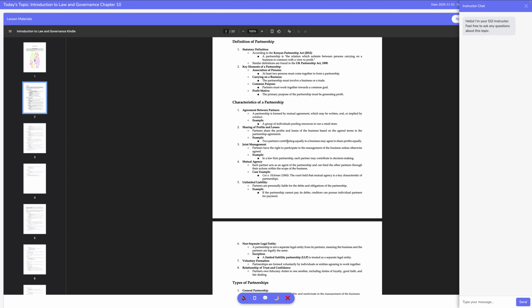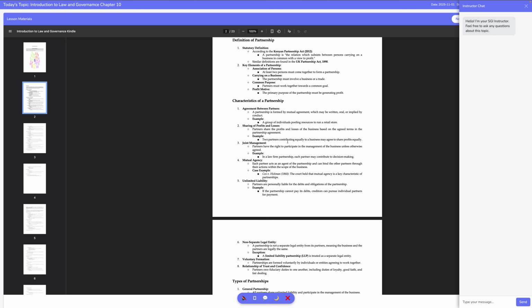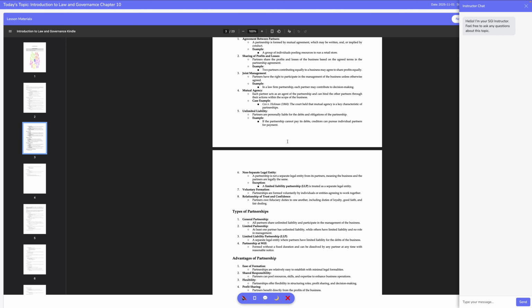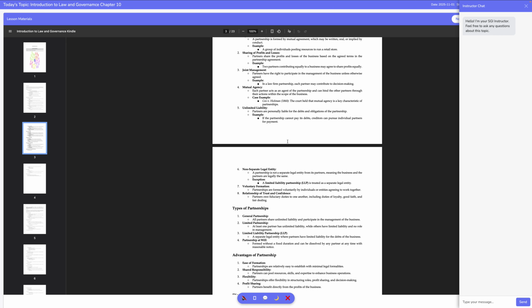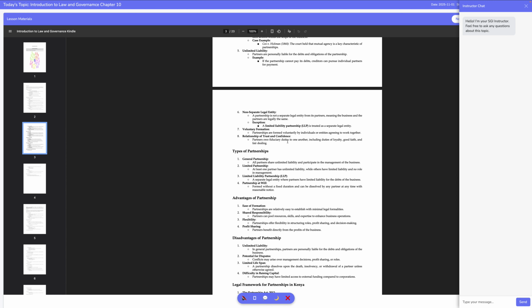The legal identity of a partnership is another area worth noting. Traditionally, a partnership is not considered a separate legal entity from its partners. The business and the partners are legally the same, meaning that legal actions against the partnership are effectively actions against the individual partners. However, there is an exception in the case of limited liability partnerships, LLPs, which are treated as separate legal entities. This distinction has significant implications for liability, taxation, and continuity.